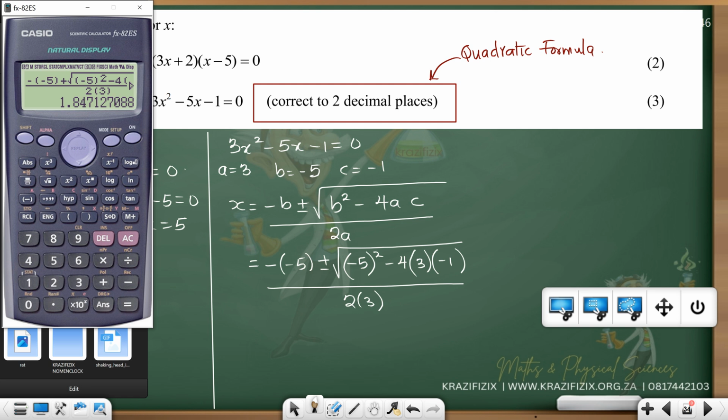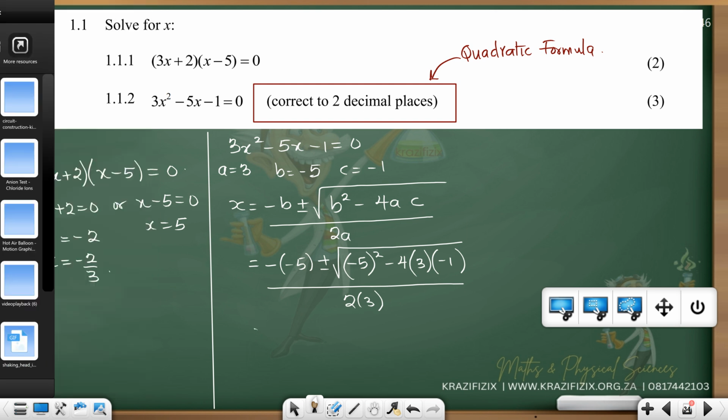Can we change to negative now? Negative 0.180. All right.